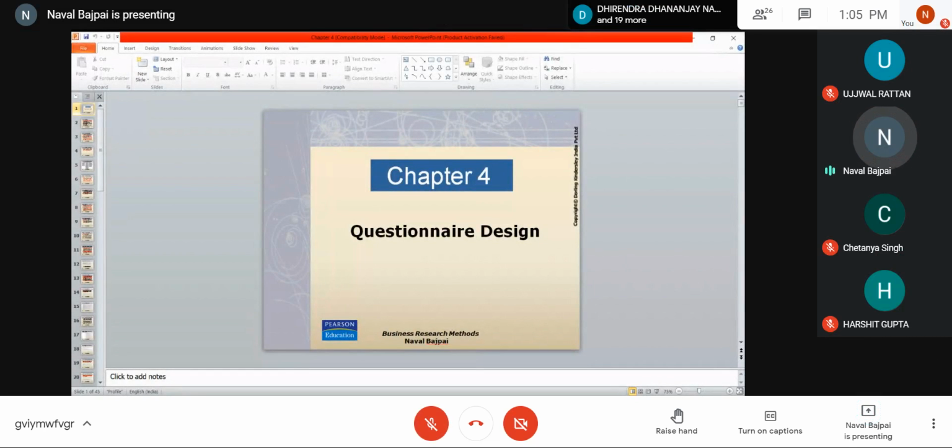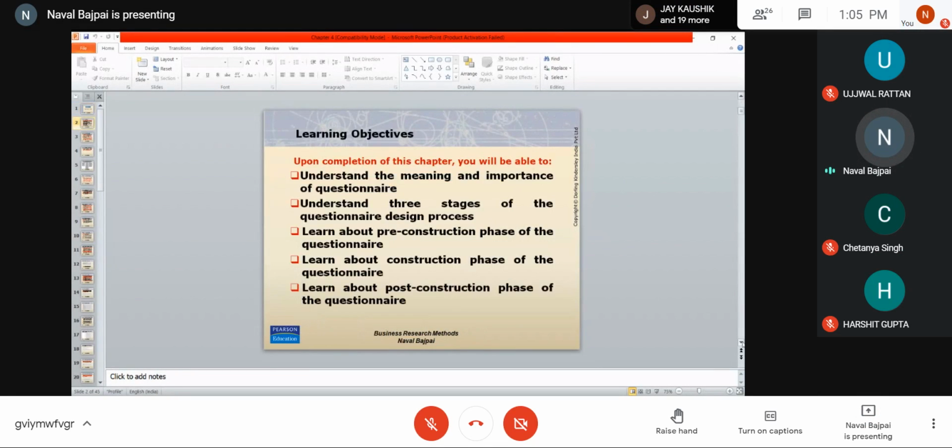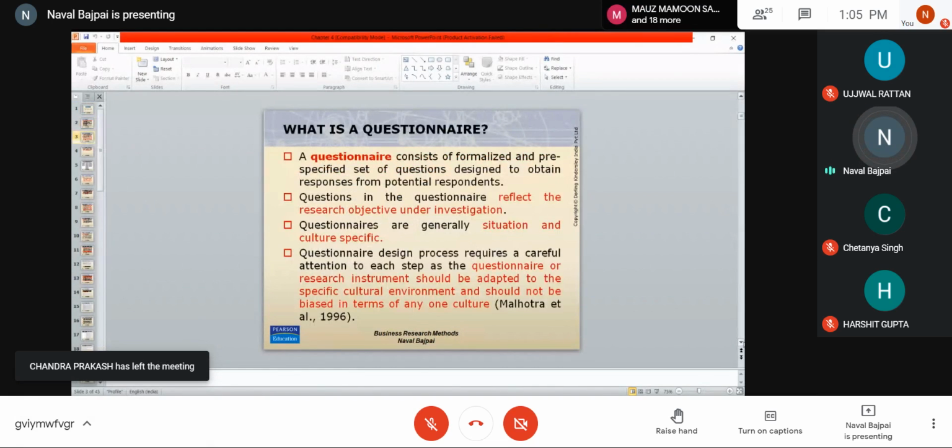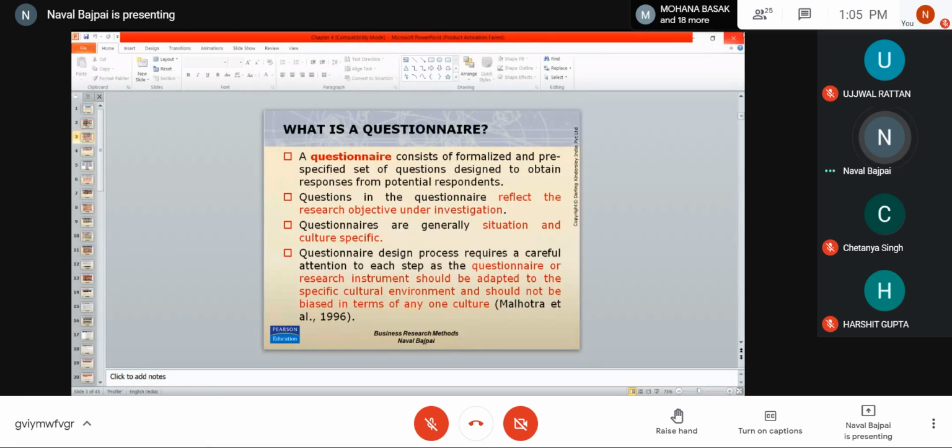So this is questionnaire design. I'm just opening the presentation, and these are the learning objectives for the chapter. And before the learning objectives, I'll take up what a questionnaire is, which we discussed in the last chapter. What did we discuss in the last chapter? Can you recall that?